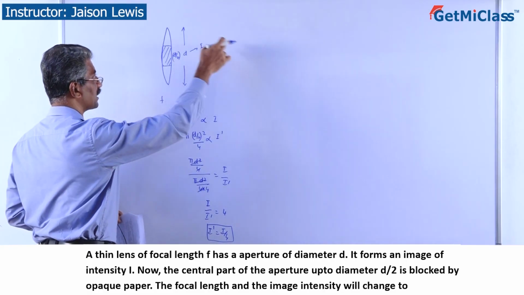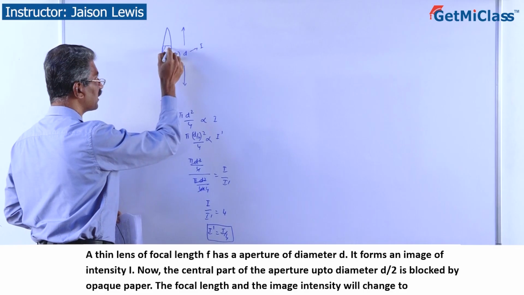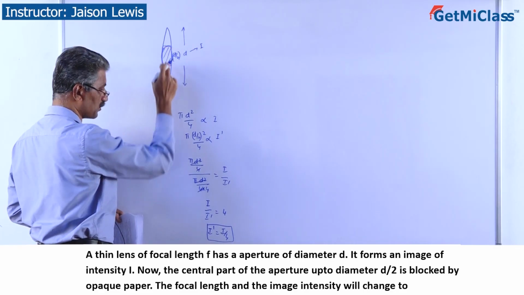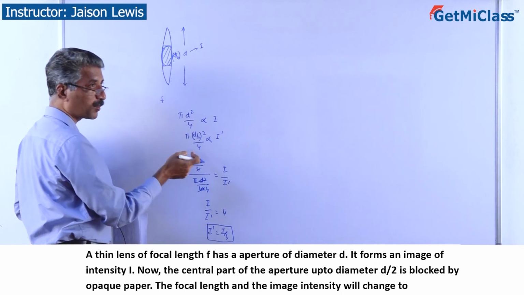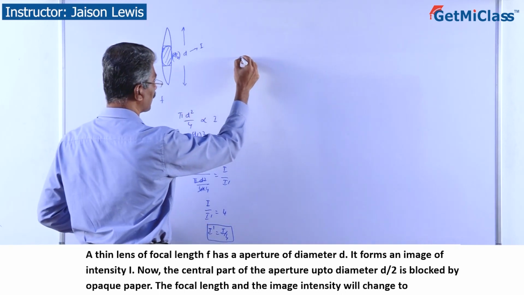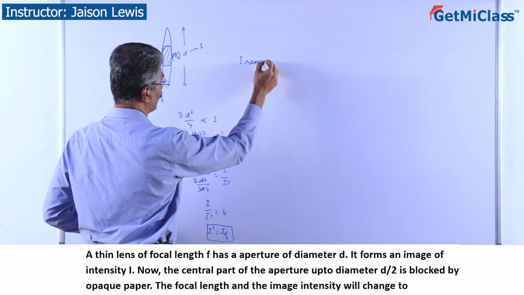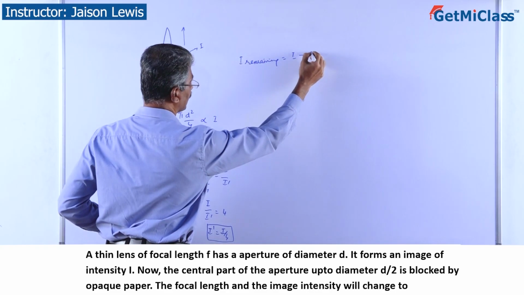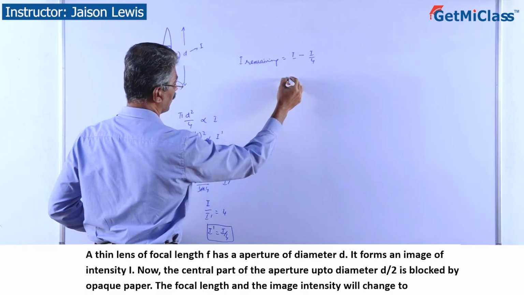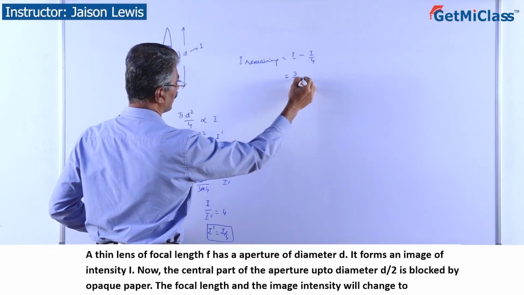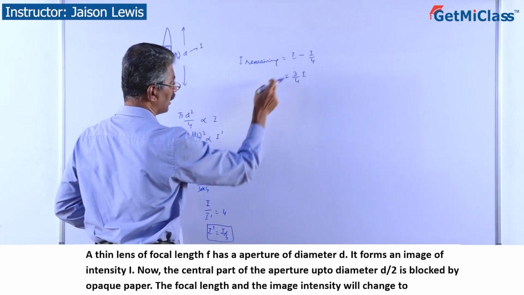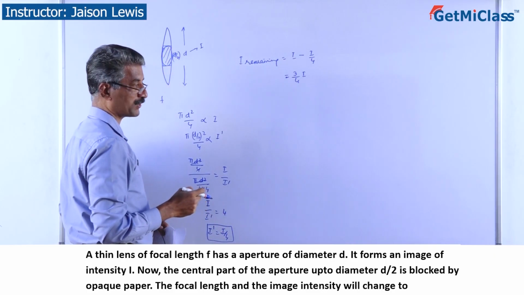So whatever intensity we got on the screen, this particular portion of intensity is reduced. Out of I, this is reduced. This is equivalent to I by 4. What is remaining? Intensity remaining is total intensity minus intensity by 4, that is I by 4. Remaining is therefore 3 by 4 times I. It is I minus I by 4. 1 minus 1 by 4 is 3 by 4 times I.